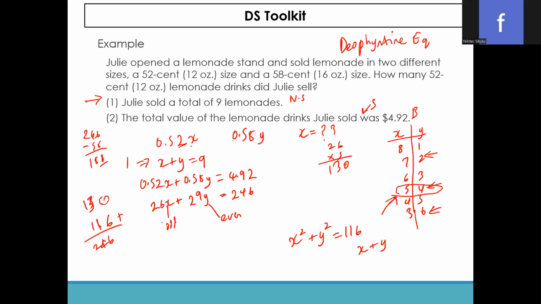At the same time, it also can't be 9, because given the hint, we were told that it sold 9 lemonades. It sold both of them, so it can't be 9. One has to be there as well. So now you see, okay, maybe it's an 8.